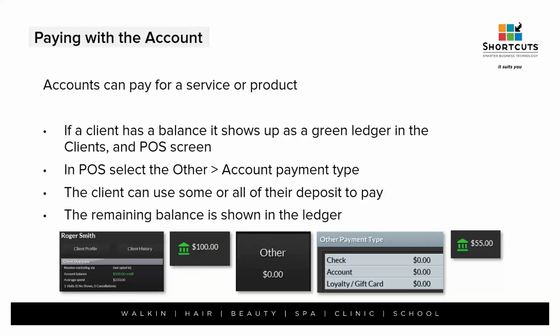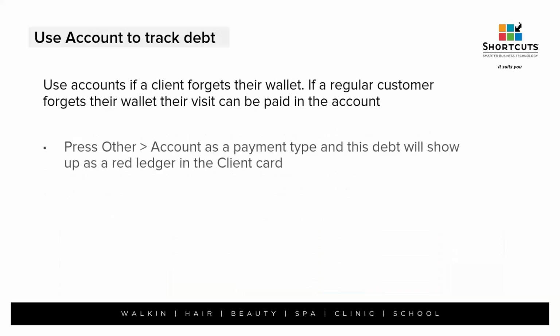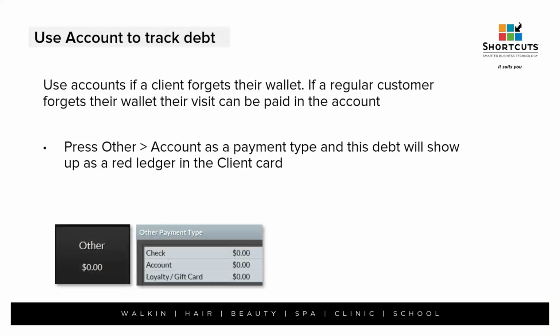So in the point of sale, when you press other, you have an account option. And Shortcuts will say, okay, how much are they taking out of their account? Are they taking the whole value out of their account? Are they taking a partial value out of their account? And any remaining balance is shown on the client's ledger. So it will say, do they still have any money or are they in the red? Do they owe you money now? So that is where debt comes in.